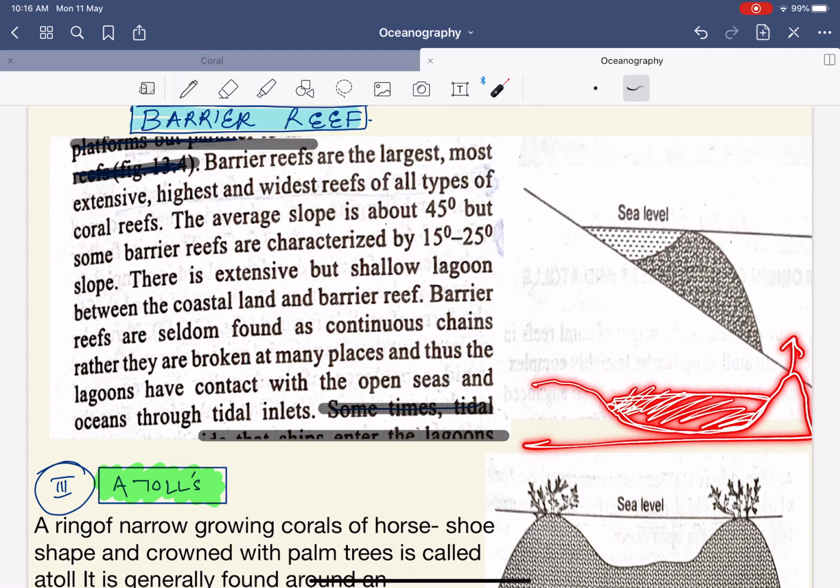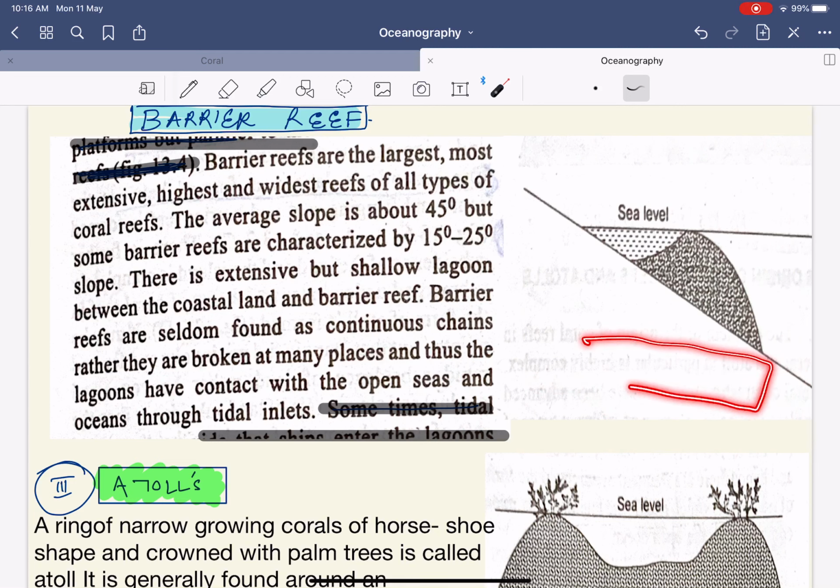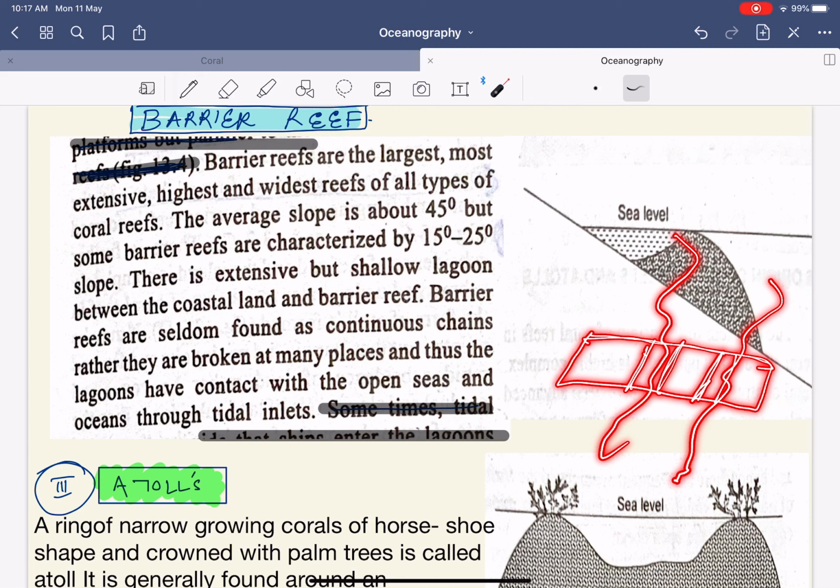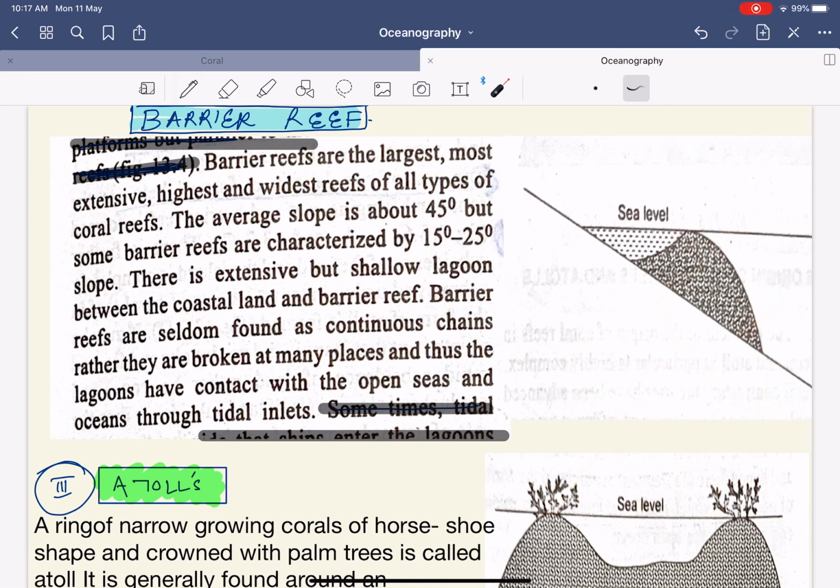Now, though the barrier reef is extensive, sometimes there is a breakage of the barrier reef. Why? Because of the influx of water. Remember, as I said earlier, that corals do not survive in the mouth of the river, where there is a flux of fresh water and where there is high turbidity. These are the two conditions. Hence, what we find is that they have contact. As a result, they are broken at many places, because of the influx of fresh water.